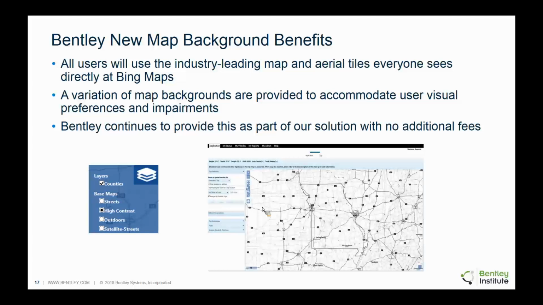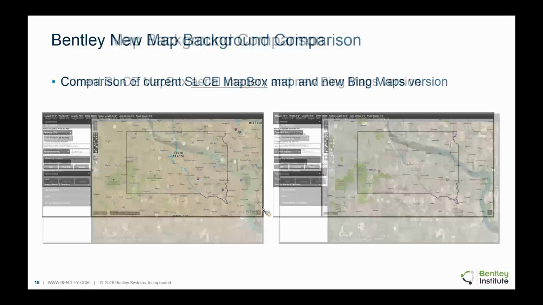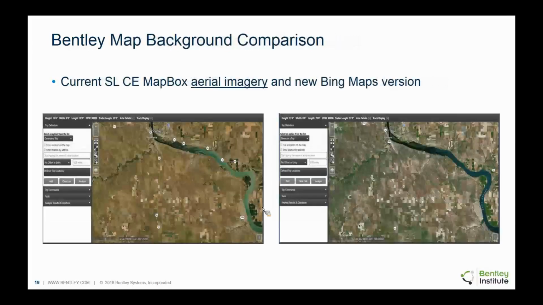We supply the background. Here's just a quick comparison: Mapbox on the left, Bing on the right. You can see they look pretty similar. There are slight color variations, that kind of stuff. But as far as our end users' experience, it's going to look the same. It's going to function the same as Mapbox did. Here's satellite imagery, similar deal. It looks pretty much the same, slightly different colors. But other than that, it really is pretty much the same. So that's it.